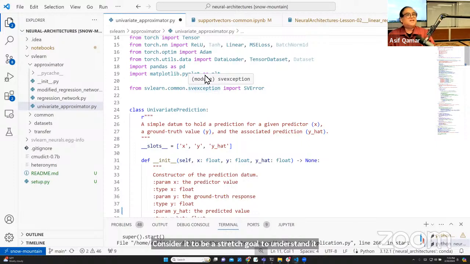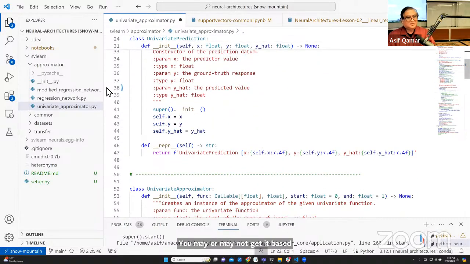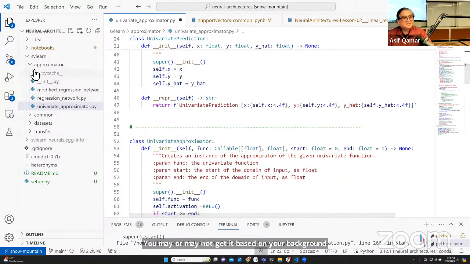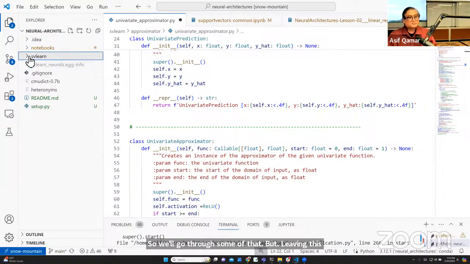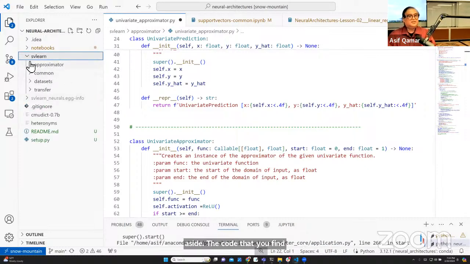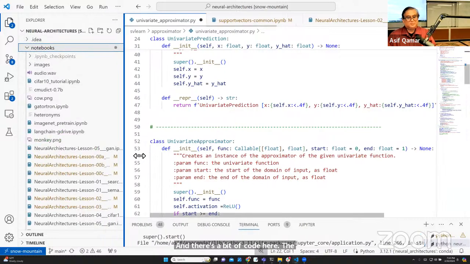Right? Because it takes some level of Python fluency and some familiarity with data science libraries. Even though I will explain it, you may or may not get it based on your background. So we'll go through some of that. But leaving this aside, the code that you find in the notebooks, you'll find a few notebooks.